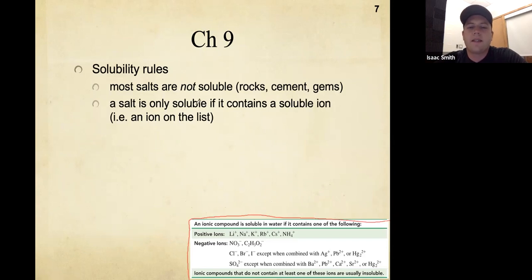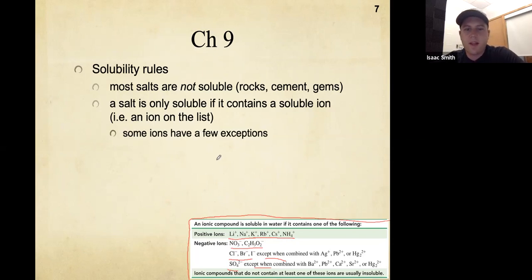So basically, in order for something to be soluble, it needs to be on this list. So the way this one works is if it contains any of these positive ions, then it is soluble. If it contains any of these anions, then it is soluble. If it contains any of these, it's soluble except when, exceptions. And then sulfate is soluble except when, all these exceptions. Okay, so another table that you could use for solubility rules. So salts are, unless they're on this, they're going to be insoluble.